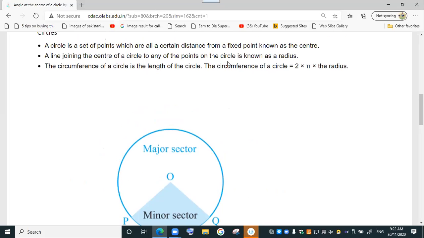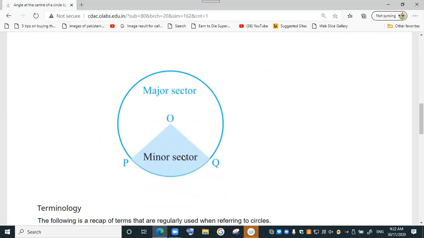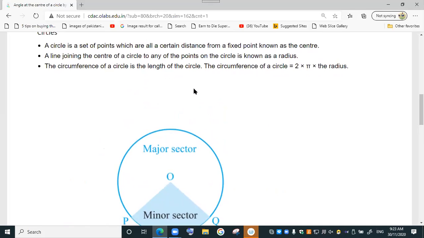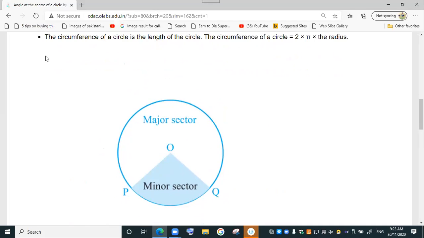The line joining the center of the circle to any point on the circle is called the radius of the circle. The length of the circumference of a circle is the length of the circle. This whole length is called the circumference of a circle. The formula is 2 pi r.